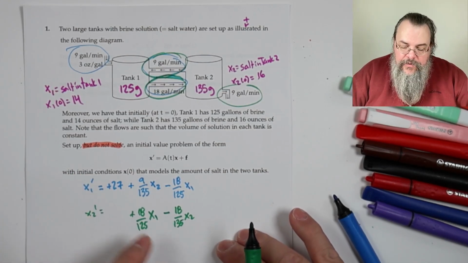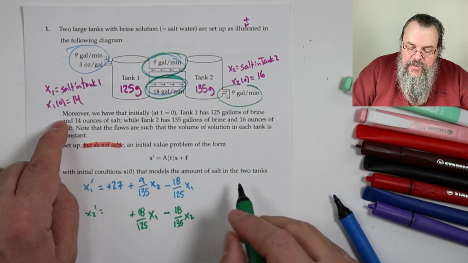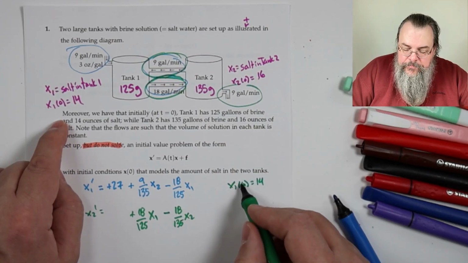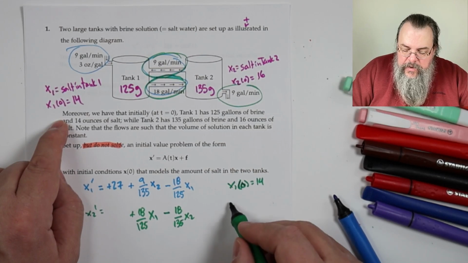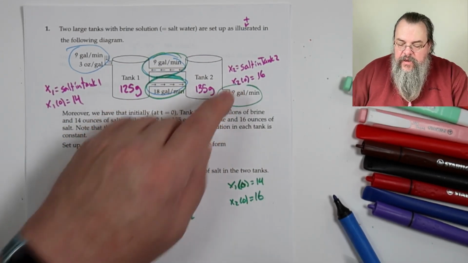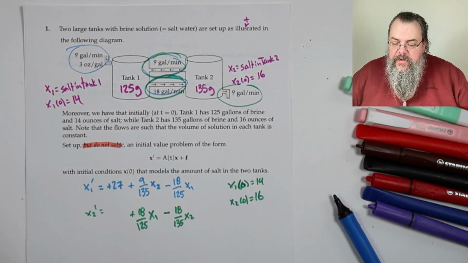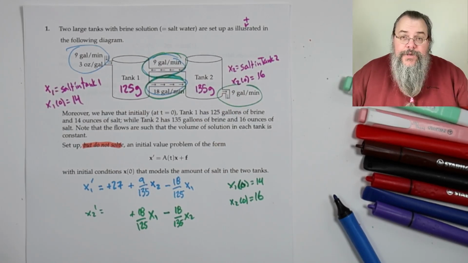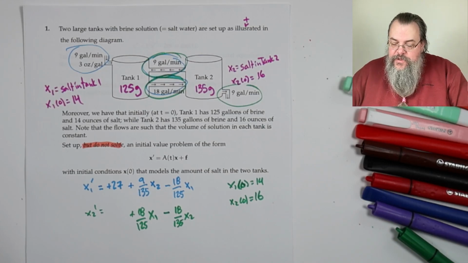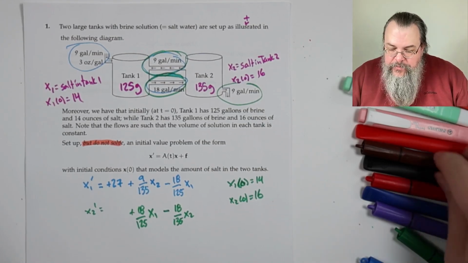And the other thing, of course, we haven't written down is the initial conditions. So we should write those down as x1 of 0 is 14, and x2 of 0 is 16. Okay, so we're basically done except for just writing it in the right way. So what's the right way to write it?